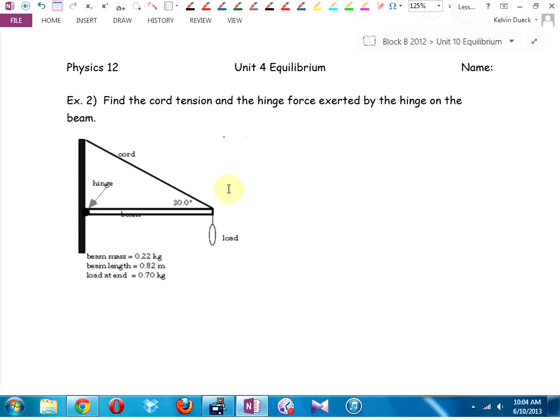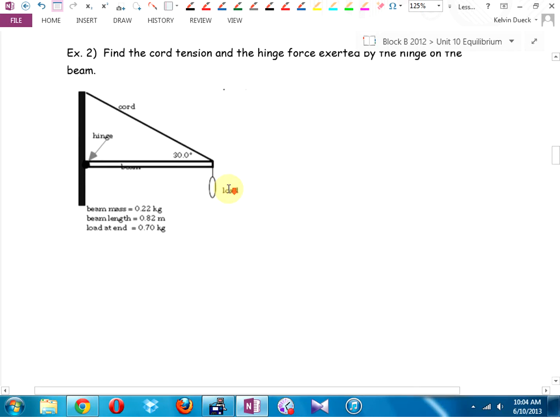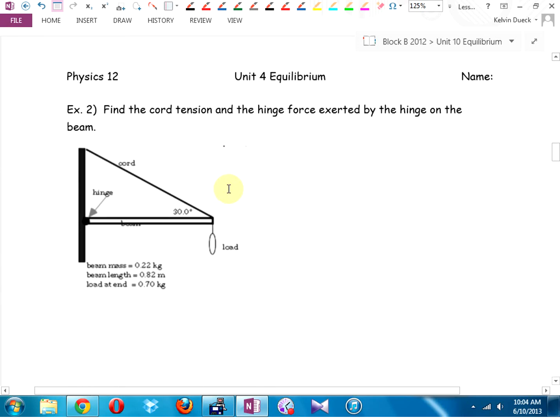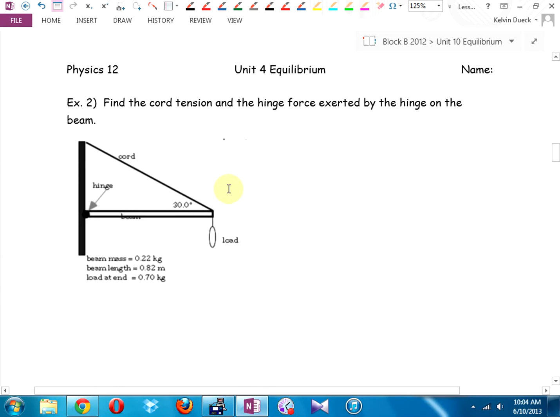It says, find the cord tension and the hinge force exerted by the hinge on the beam. Generally, when they give me a beam, it's a torque question, and I'm going to start out either labeling my forces or with a free body diagram. But I've learned over the years, unless the diagram is nice and big, and this diagram is not, it's usually worth redrawing the beam and labeling everything carefully, because that also helps me not miss stuff.